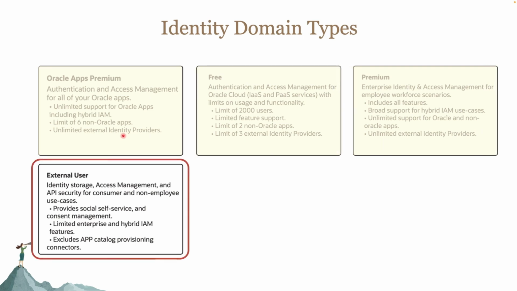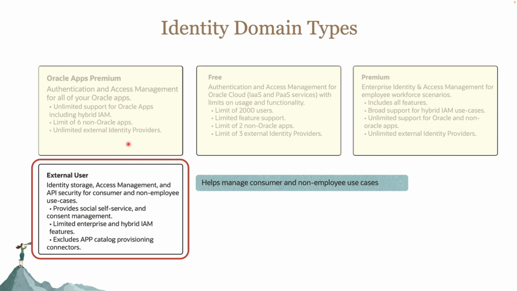And then the final domain type is known as external user. The idea is to use this for non-employees and consumer use cases. So if you have contractors and you want to give them access, or if you have a consumer application that can scale to a large number of users and want to manage their identities, you can use the external user domain type. And as you can see, it supports features such as social logon, self-service, password management and so on. And it also supports hybrid features.